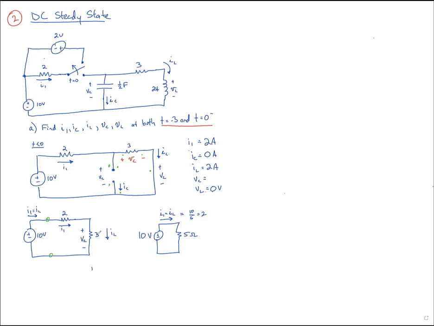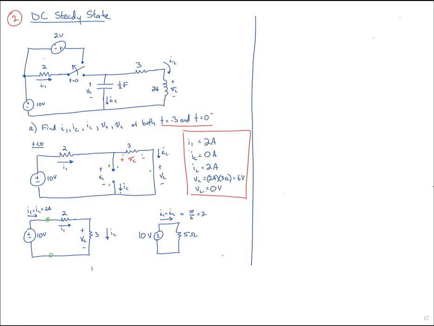But now that we found out that this current is equal to 2 amps, we can go back and say, if there's 2 amps through this 2 ohm resistor, there must be 4 volts across it. If there's 2 amps through this 3 ohm resistor, by Ohm's law, VC has got to be equal to that 2 amps times the 3 ohms, which is 6 volts. And now we found all of the voltages and currents within this DC steady state circuit.